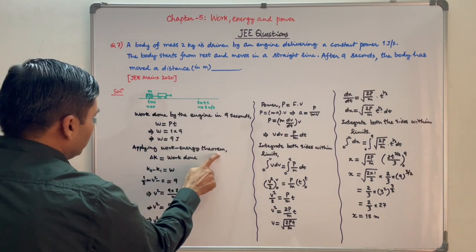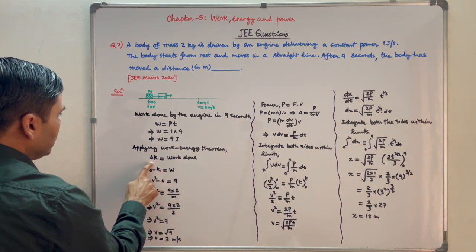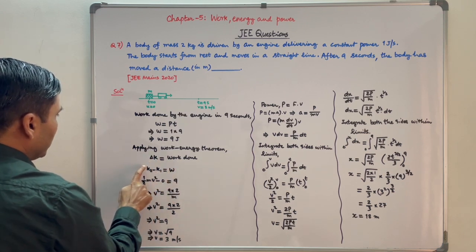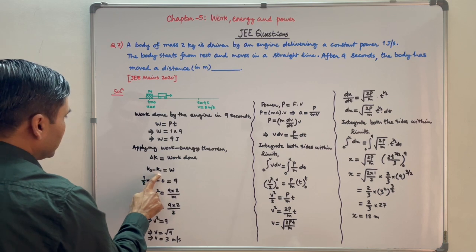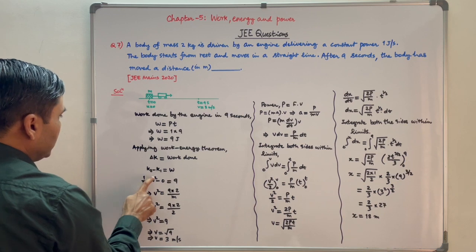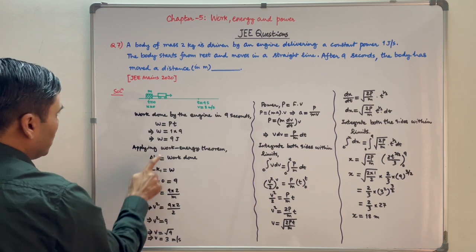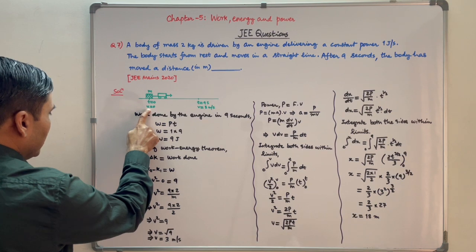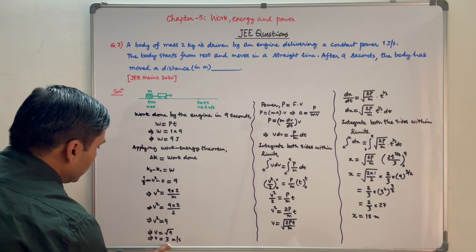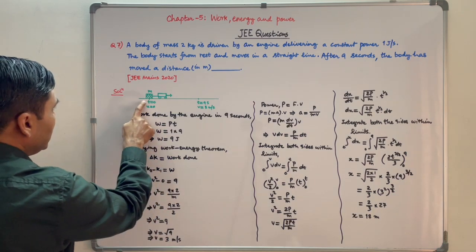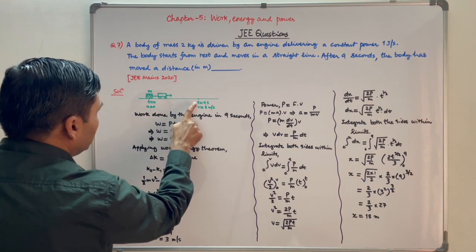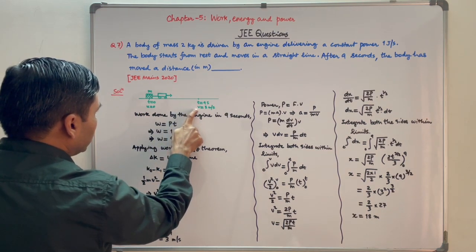Applying the work energy theorem, we get change in kinetic energy of the body is equal to work done by the engine. Change in kinetic energy of the body is final kinetic energy minus initial kinetic energy of the body. Final kinetic energy of the body is half mv square. Initial kinetic energy of the body is 0, as the body was at rest initially. m is given as 2 kg. So v is equal to 3 meter per second. That means initially at t is equal to 0, velocity of the body is 0. At t is equal to 9 seconds, velocity of the body is 3 meter per second.